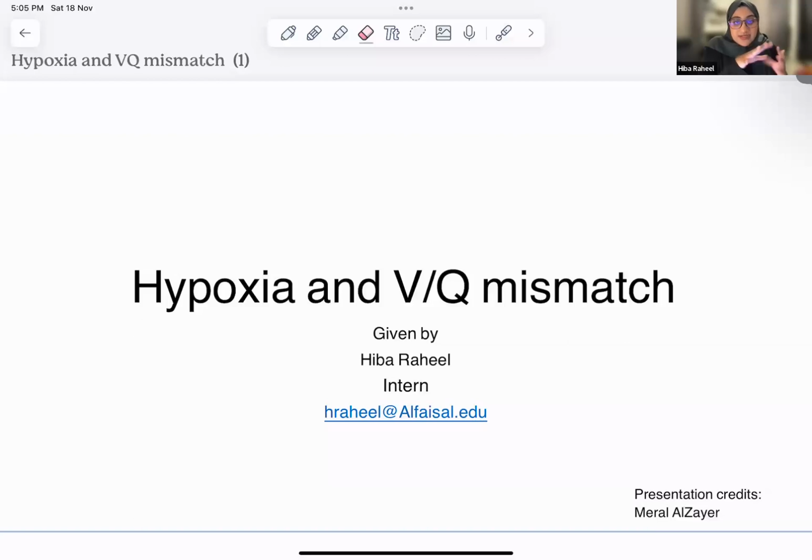That's why I'm going to be annotating on my laptop, because I want to dissect the PDFs and make sure that you understand everything. The presentation was actually made by my friend last year. Her name is Miral Al-Zaire. She's a third-year medical student now. I'm just using her presentation and building on it, inshallah.